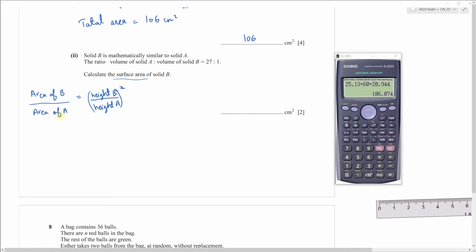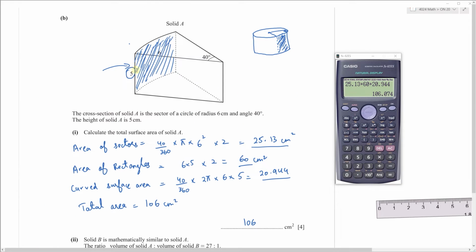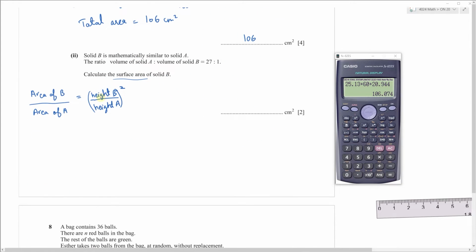Now we have calculated the area of A in the first part. We know that height of A is given, which is 5 here. The only unknown here is height of B. If we know height of B, we can calculate the area of solid B. So to calculate height of B, we can use the ratio for volume that is given to us.